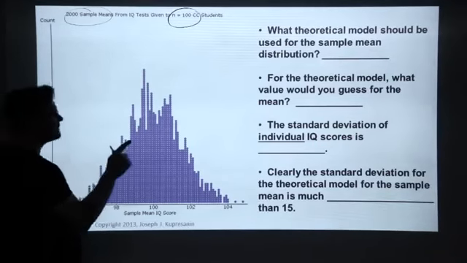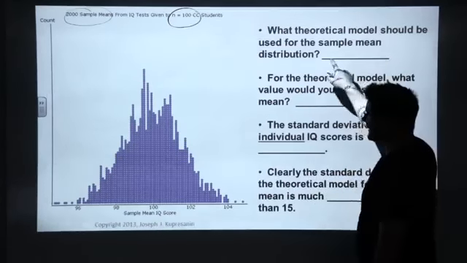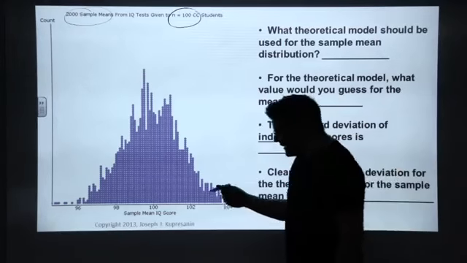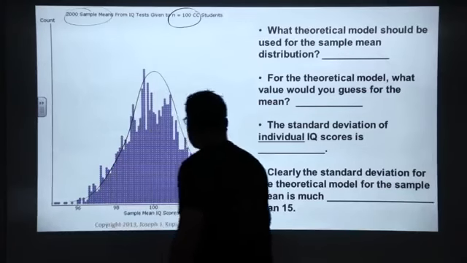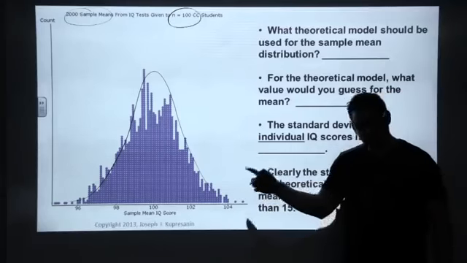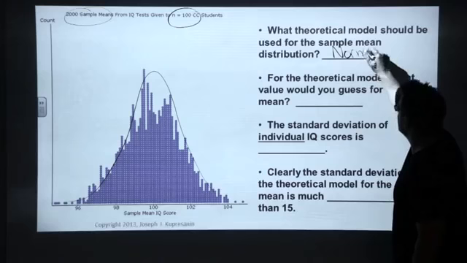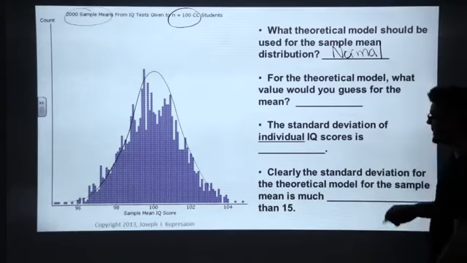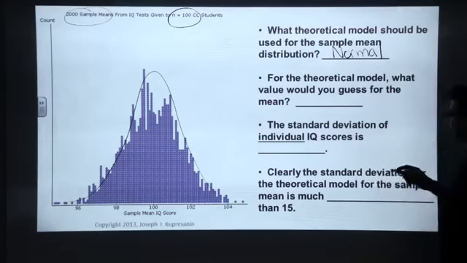What do we got to fill in here? What theoretical model should be used for the sample mean? Well, if I showed you this picture and I said, guess the model, I think at this point in the semester, pretty much everybody would say, well, it's not perfect, but if I had to guess, it sure looks pretty normal to me. And that's what goes on the line, right? If the conditions are met, we'll talk about them briefly. If the conditions are met, y bar will follow a normal model.